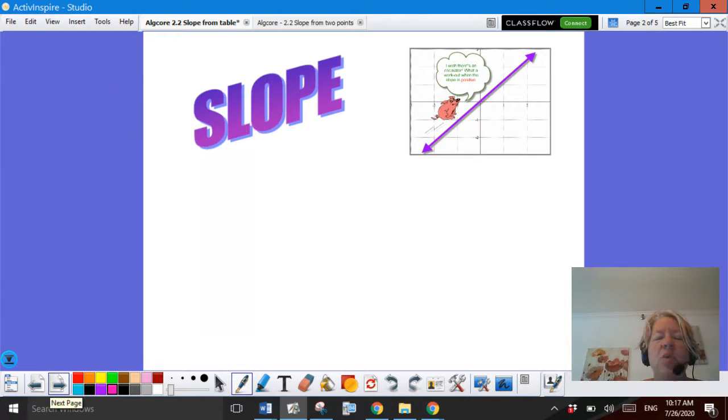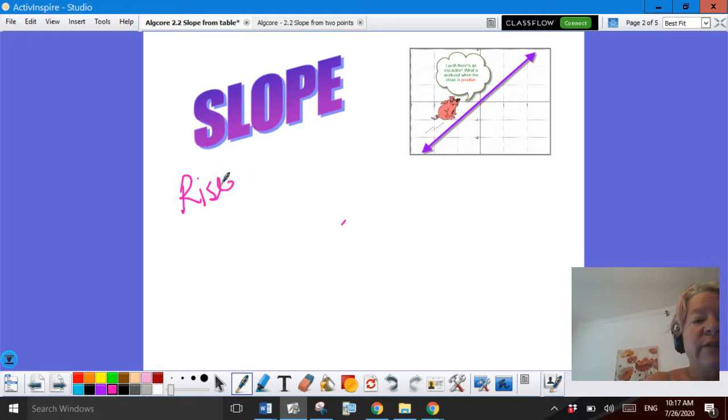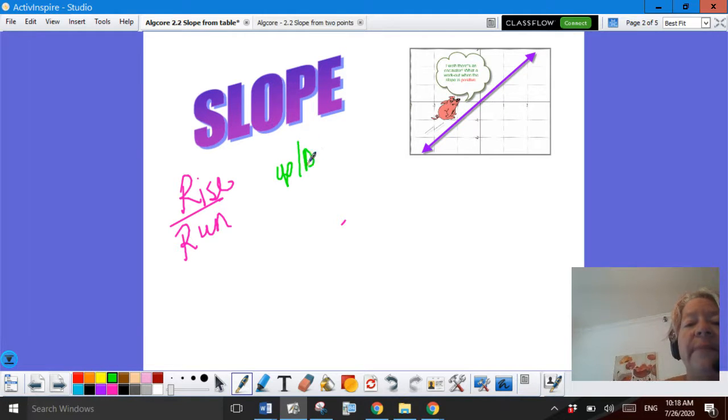We know that slope is rise over run. We also know that we've talked about up, down, and to the right. The ones we're going to be talking about today are going to be patterns.